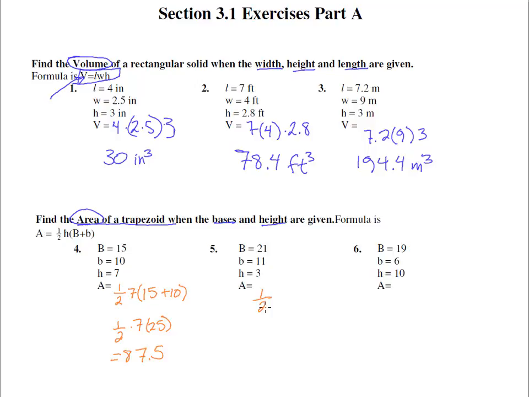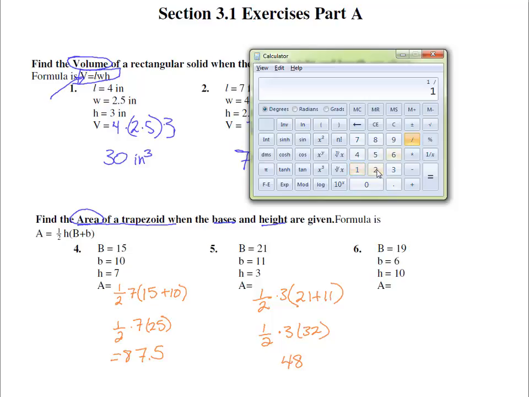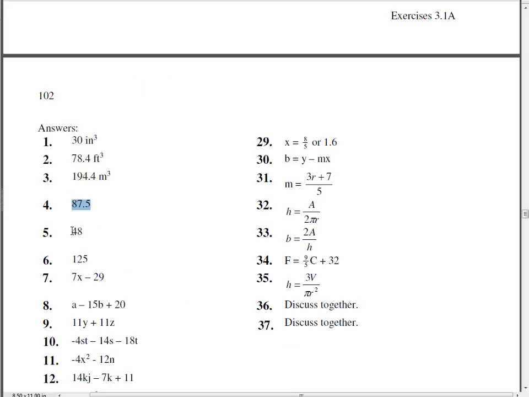Number 5. Area is 1/2 times the height times big B plus little b. So we get 1/2 times 3 times, this is 32 when added together. So we have 1/2 times 3 times 32. We might be able to do this without the calculator. 1/2 times 32 is 16, times 3 is 48. Let me double check that on the calculator. 1/2 times 3 times 32 equals 48. Let's double check that in the back of the book. Yes, 48.